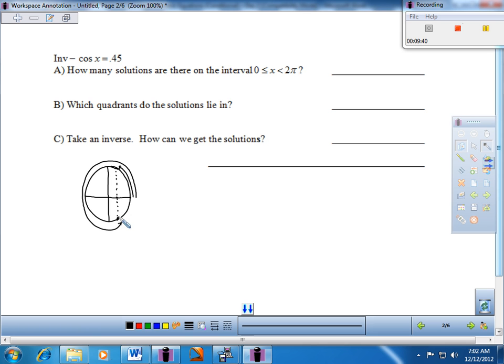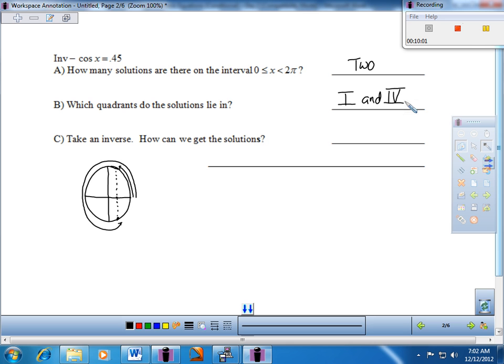Okay, so how many solutions are there on this interval? Absolutely, there are 2. And we've been seeing that now over the last lesson or so. Okay, which quadrants do the solutions lie in? Well, we of course know that cosine is positive up in quadrant 1, and cosine is also positive down in quadrant 4.